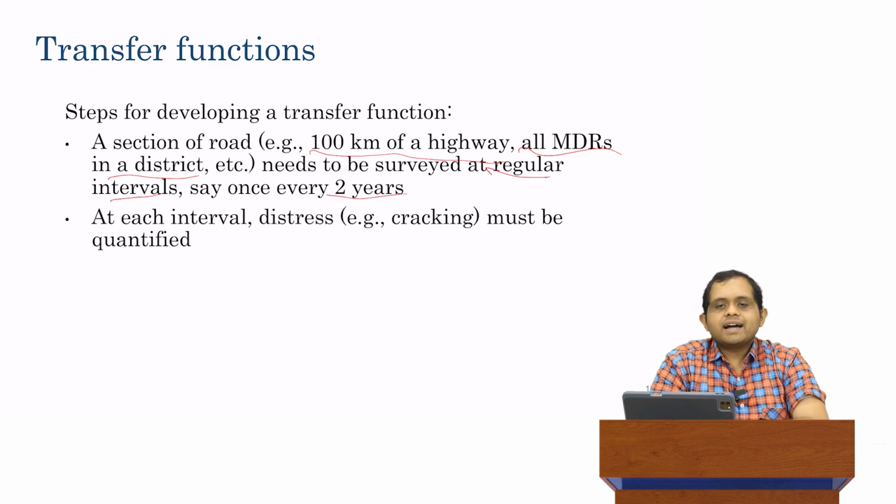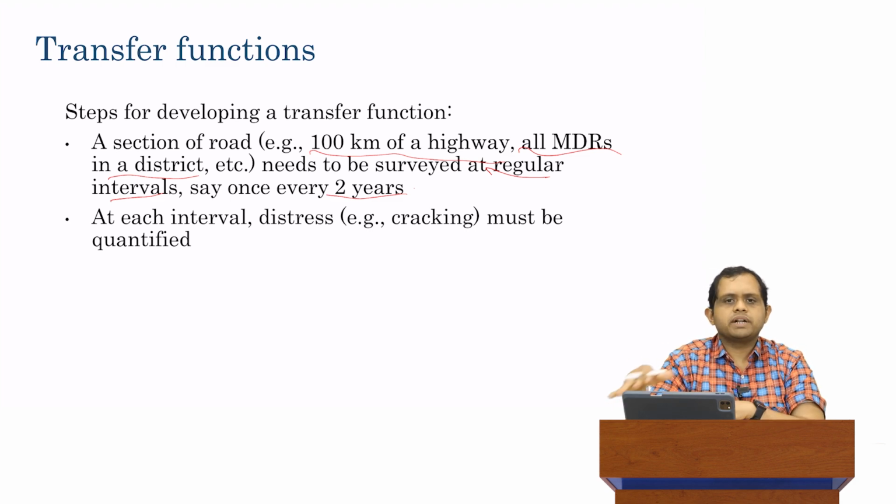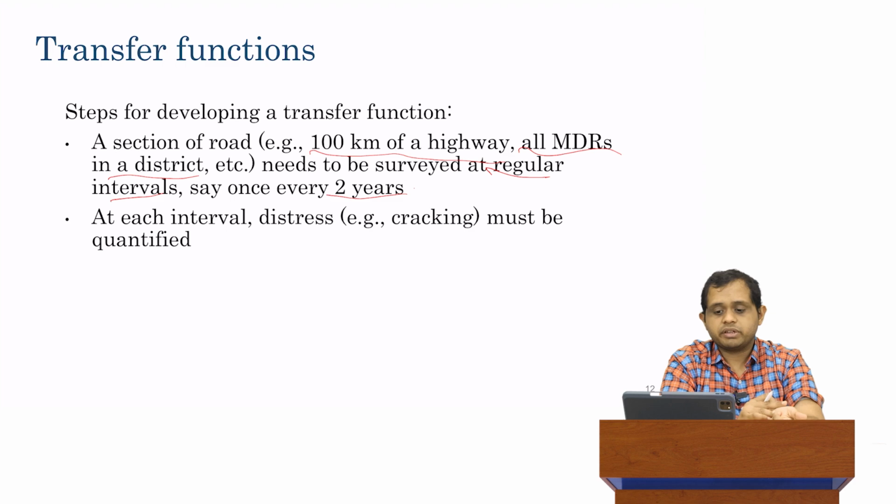By the way, this is already done in many parts of India. Wherever we have toll roads, they are usually surveyed regularly for distresses. Because if it's a performance-based toll contract, then the distresses also determine how much money the concessionaire makes. So it's not unusual to do these distress surveys. 2 years is actually quite a long frequency. It might even be done every 6 months.